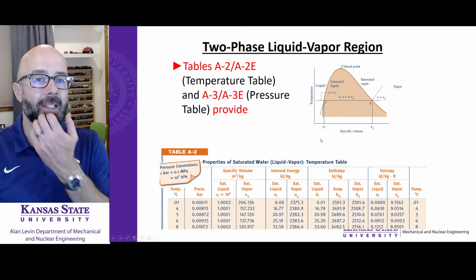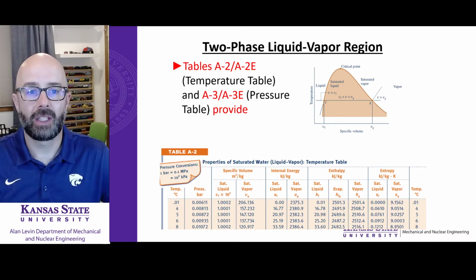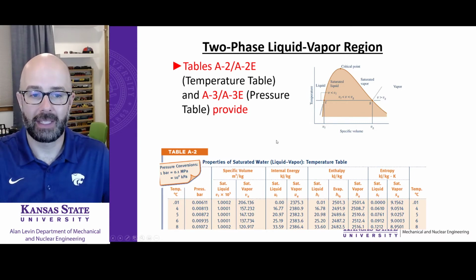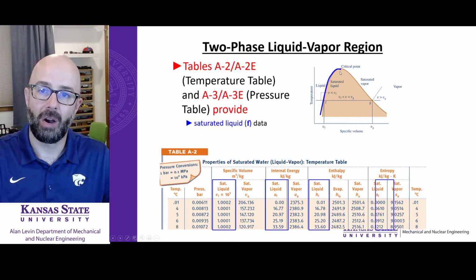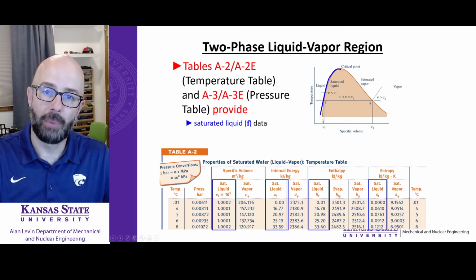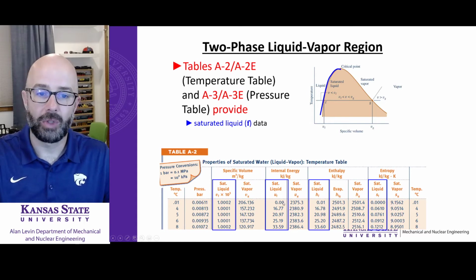Okay, now let's look at the two-phase liquid-vapor region. So in the two-phase liquid-vapor region, here we're going to look at the temperature table. We can find that we have our saturated liquid data, which is going to all correspond to the points that would fit this line here. And I didn't draw that line very well. That should be right exactly on top of here. Those are the locus of all the points.